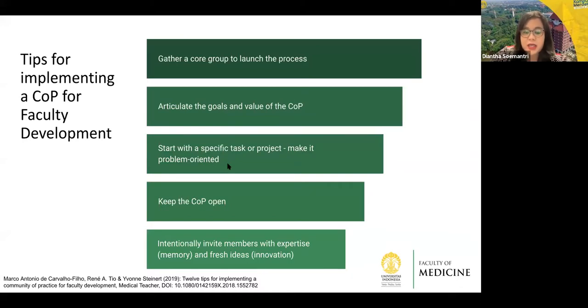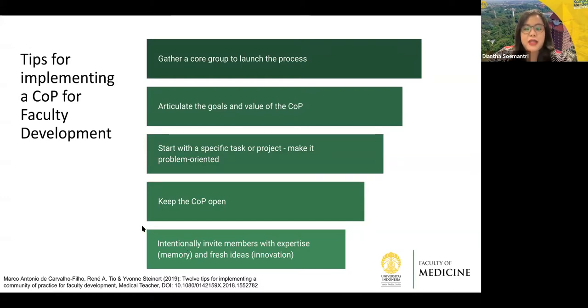We start with a specific task or project and make it problem-oriented. So for example, in the current situation in the pandemic, last year we were struck with this situation, and then some groups will gather to discuss how can we optimize learning in the online setting. So that could be the specific task or project that will be encountered and delved into by the community of practice. We keep the COP open, so it means that we can invite people to come in, so we don't make it exclusive, but we are inclusive to invite as many as possible members of the faculty to join the COP. We intentionally invite members with expertise and fresh ideas.